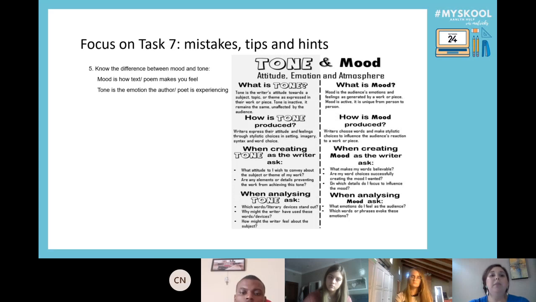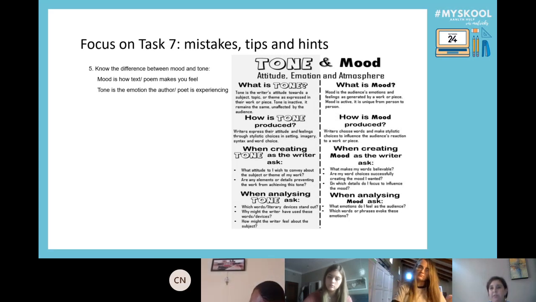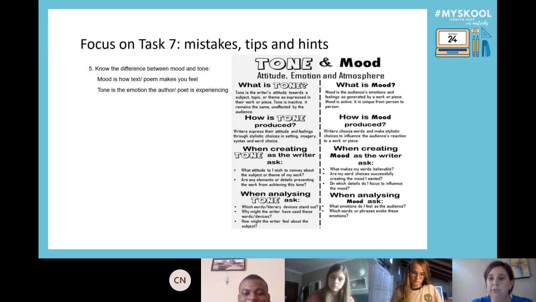Then number 5, know the difference between mood and tone. We discussed that when we looked at midterm break. I asked Dube to explain to me the difference between mood and tone. Dube, can you take a shot at that again, please? Explain to me what is the difference between mood and tone. Yes, ma'am. I previously said that the mood is what we would feel as viewers or readers, and the tone is more often what the author would feel.